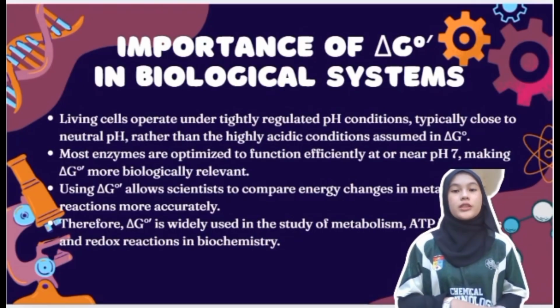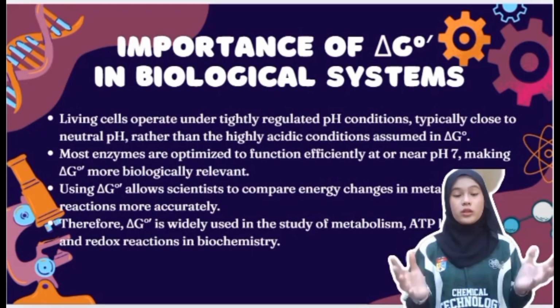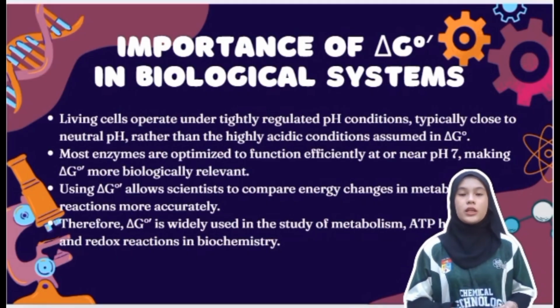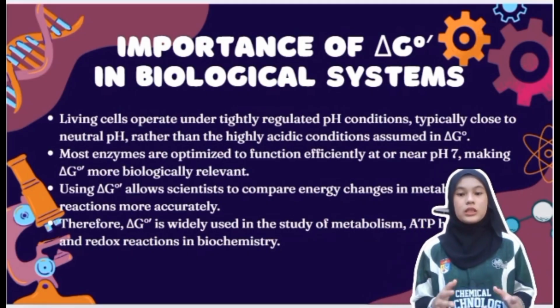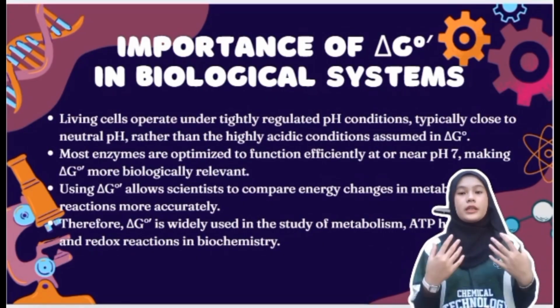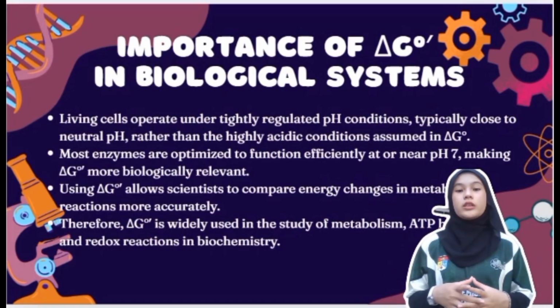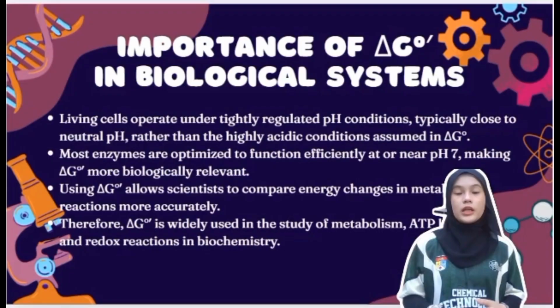In summary, delta G naught prime is used in biological systems because it provides a more accurate representation of energy changes in living organisms. For this reason, delta G naught prime is widely used in the study of metabolism, ATP hydrolysis, and other biochemical pathways. Now that the biological standard and its notation have been clearly defined, the next part of the presentation will focus on the mathematical derivation that explains how this definition affects the Gibbs free energy equation.